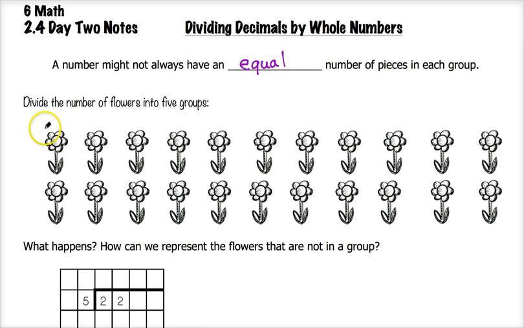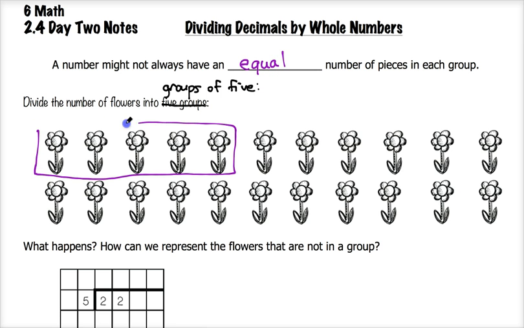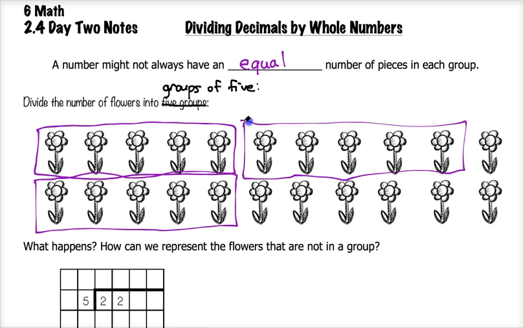Let's pretend for a moment that we have a bunch of flowers here, and we want to divide these flowers into groups of five, not five groups. So if I start grouping these flowers into groups of five, there's five flowers, there's one group. Here's five flowers, here's another group. Here's five flowers, here's a third group. Here's five flowers, here's a fourth group, and you'll see that we have two remaining. So this means that we have four whole groups, and two left over.